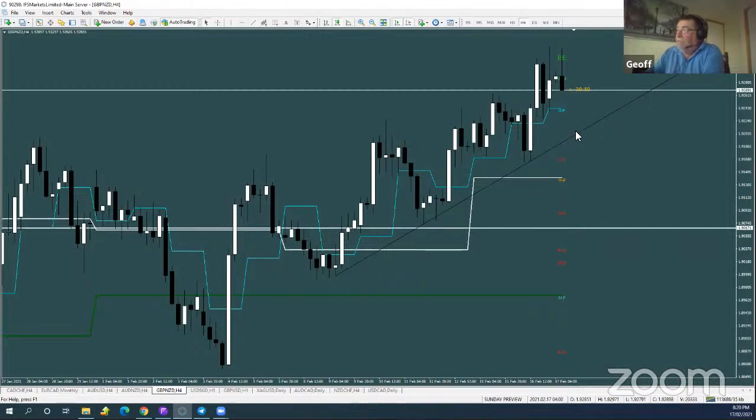So get down to here and look for the bounce. Best case scenario, we come down to hit the weekly pivot, then come back above here and retest the confluence. Away we go. That's what I'll be looking for on pound Kiwi.